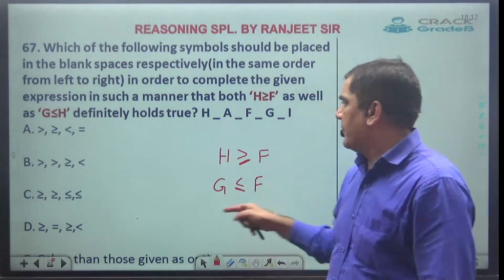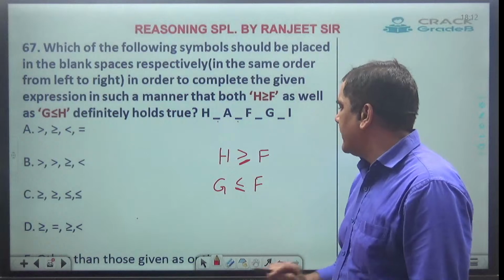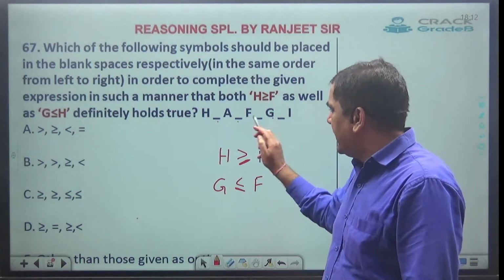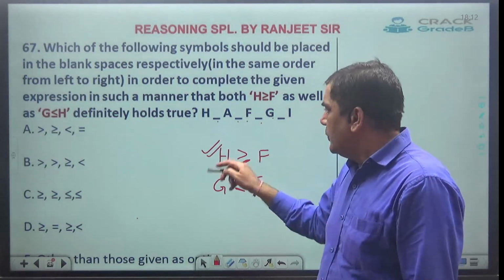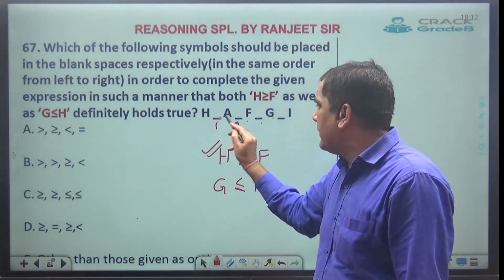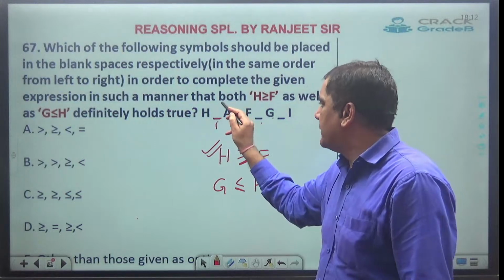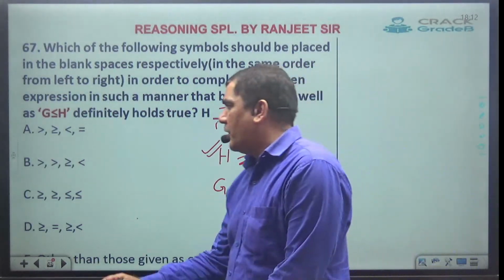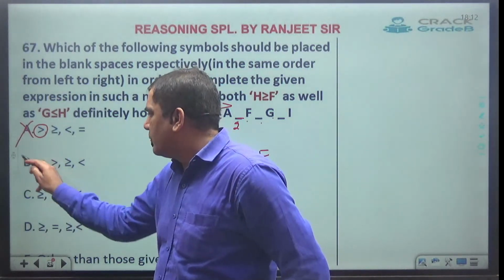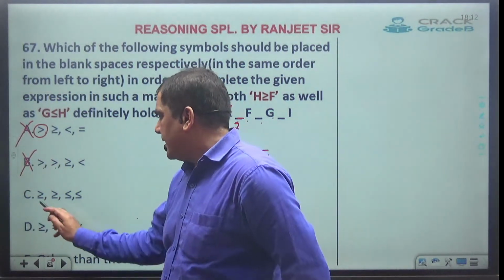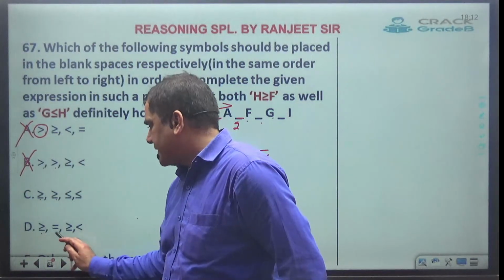Now let's see H and F. H and F will have two blanks between them, G and F will have one blank between them. So let's start with the first one, H and F. My first condition is what? First two must have equal to, and faces must be towards H. Just see, equal to is missing, can't be the answer. Equal to missing, both the places, can't be the answer. Yes, this can be the answer. Here this can be the answer.